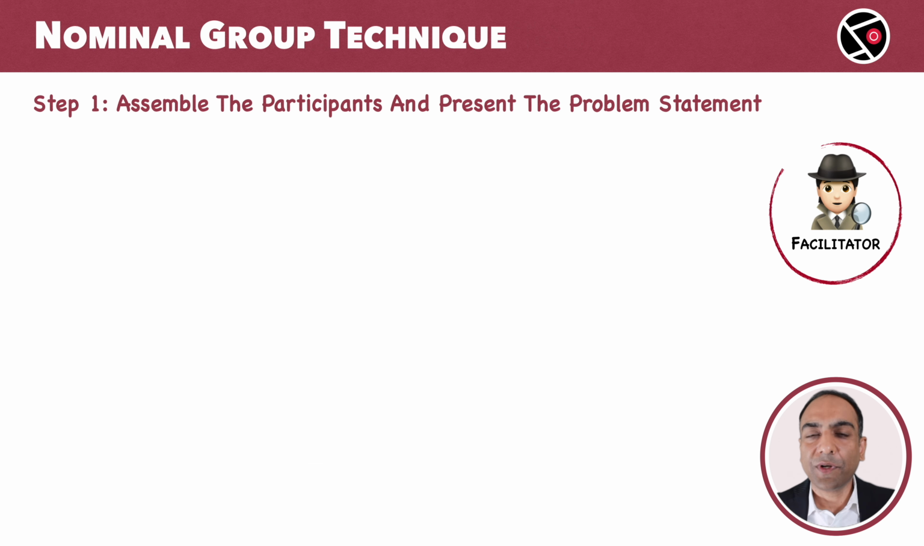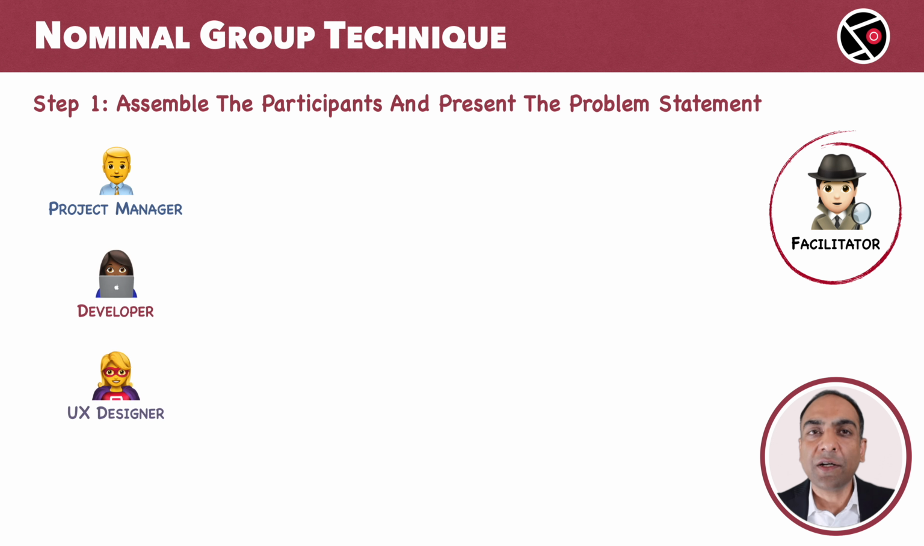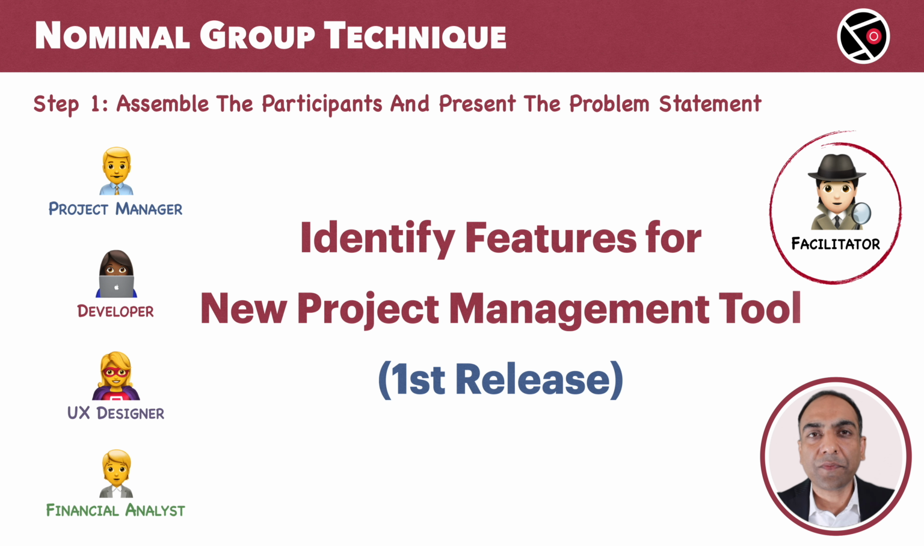This is you, the facilitator. Step 1 is to assemble the participants and present the problem statement. The participants are a project manager from another team, a developer, a UX designer, and a financial analyst, all together in a meeting room. And here is the problem statement. Our goal is to identify suitable features for the first release of a new project management tool.